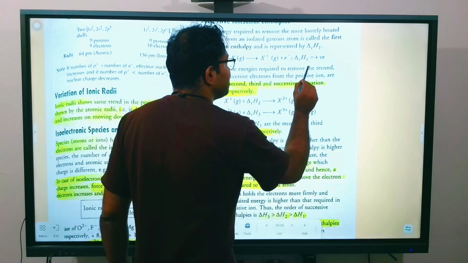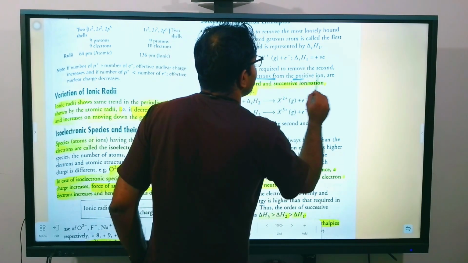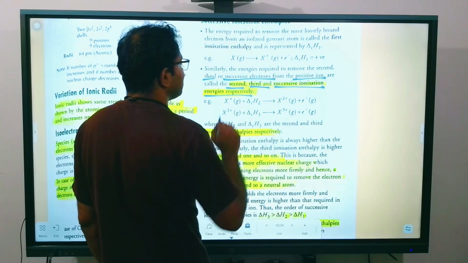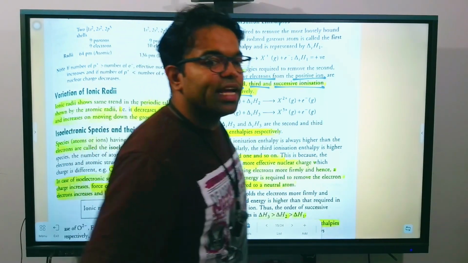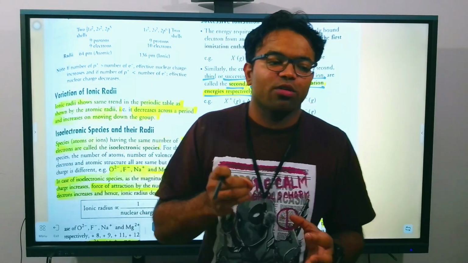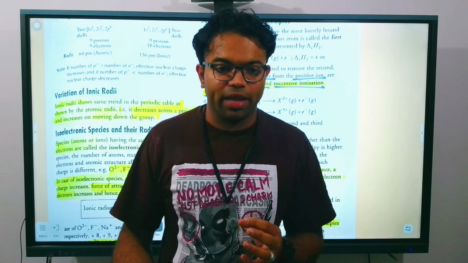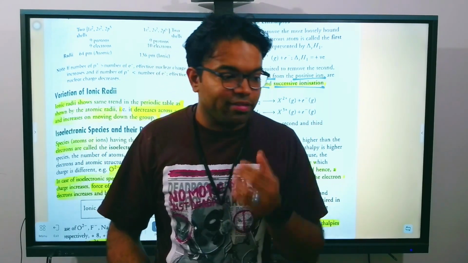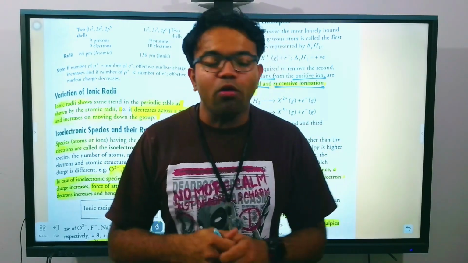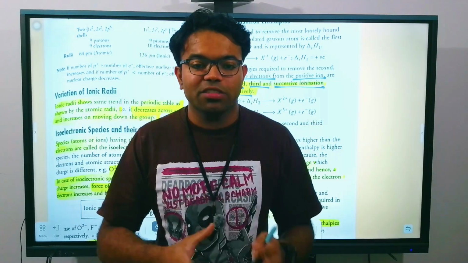Similarly, the energy required to remove the second, the third successive electrons from the positive ion are called the second, the third, and the successive ionization energies, respectively. Okay, there are multiple ionizations available. Now, when you were taking an electron from an isolated gaseous neutral atom, it was easy. So first electron removal was easy, but when you have to remove the second electron, you face a small challenge. Now you are not taking an electron from a neutral atom, you are taking an electron from a positively charged atom.